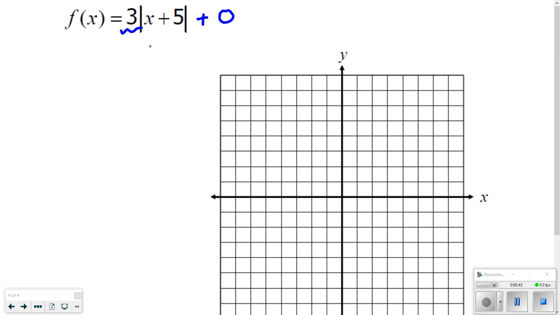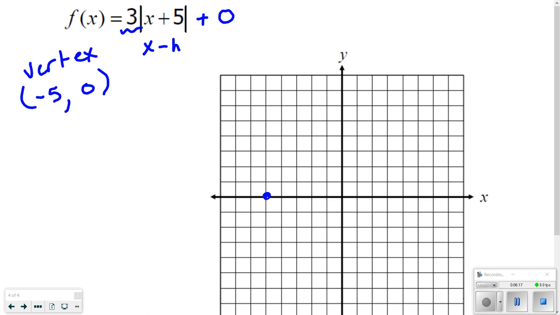Now, remember, inside it's normally x minus h. So if we have a plus 5, that means that we plugged in a negative 5 for h. So our vertex will be at negative 5, and then k is 0. So this gives us an ordered pair, which is the location of our vertex. So I'm going to go ahead and plot that point right here. Okay, that's the vertex of our V shape.